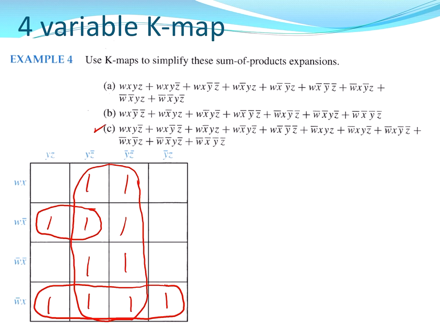All right, so for the largest grouping, what doesn't change? Only Z bar doesn't change. So Z bar for that grouping. For this elongated grouping of size 4 along the bottom, W bar, X doesn't change complementation. And then for this covering of size 2, as before, it's W, X bar, Y, which is another nice minimization of that rather large sum of products. And that's some examples of four-variable K-maps.